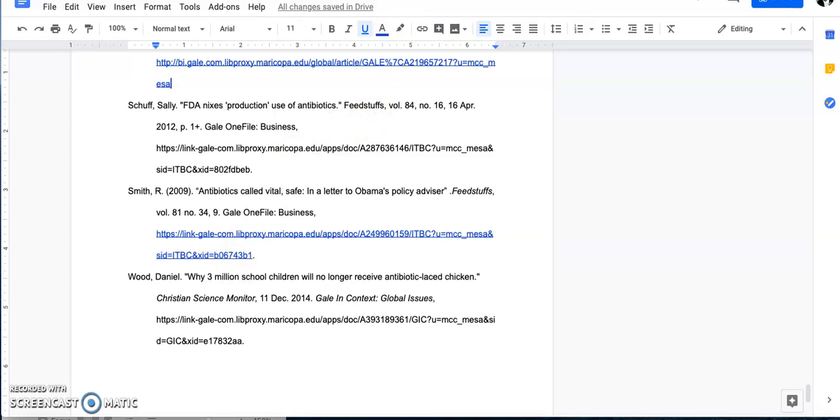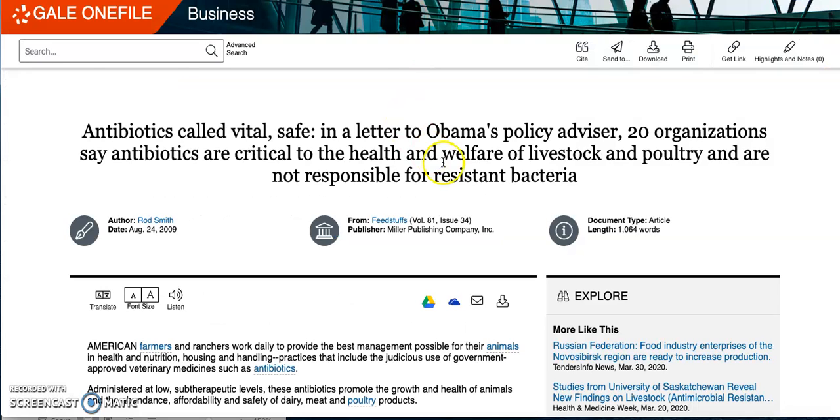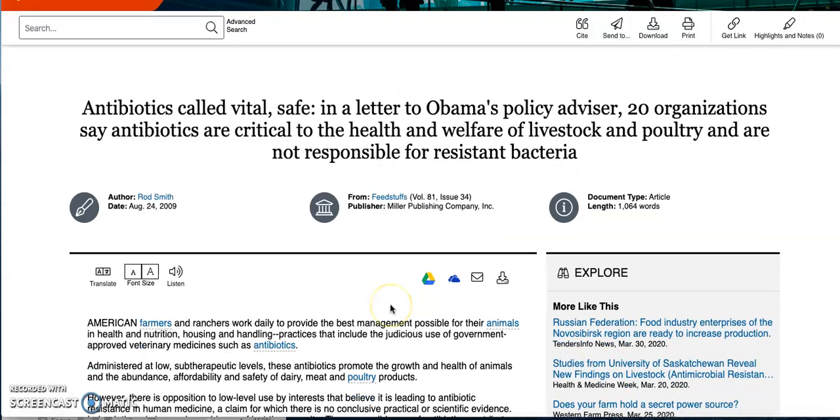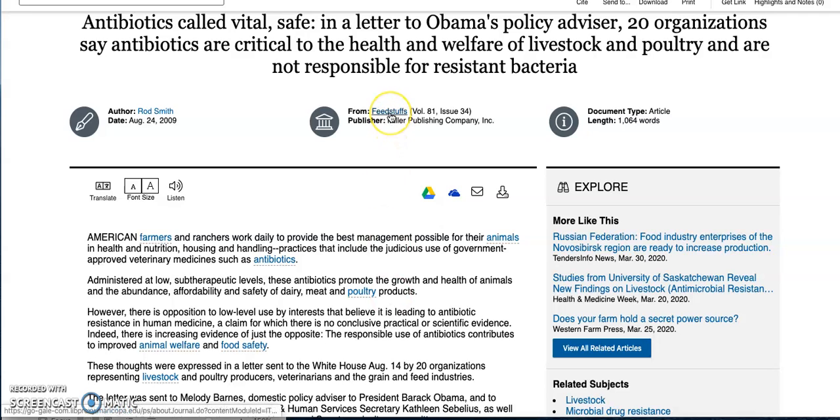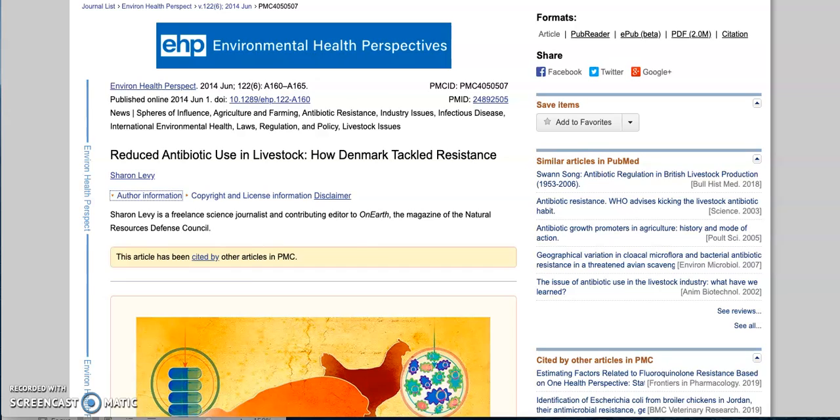So just looking at these sources, they start to have an appearance that you can see as credible in some ways. This author got these from the library databases, so they will be a little more credible. The Feedstuffs article right here: if you don't know anything about Feedstuffs, you can click on it, and it will tell you about the source. Here, this article from the Environmental Health Perspectives journal.